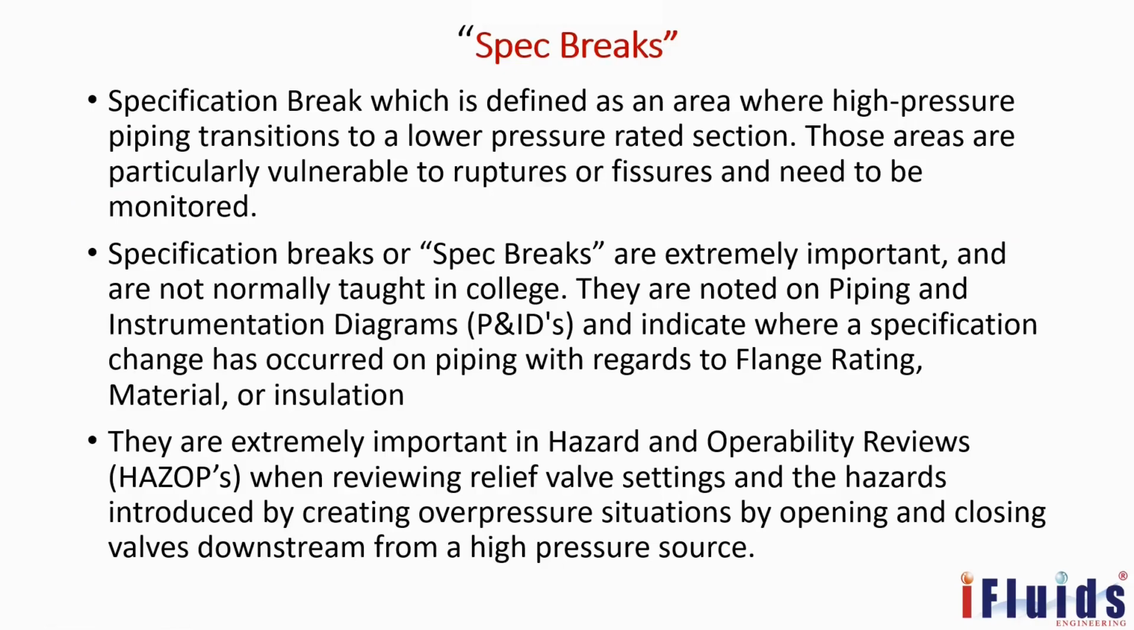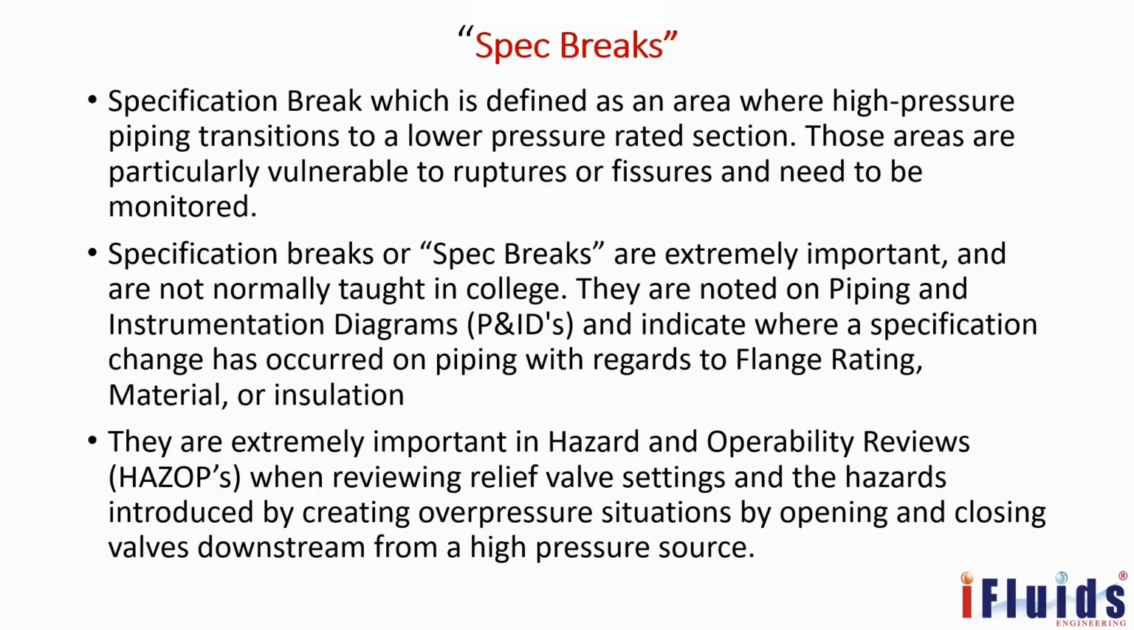Specification break is defined as an area where high pressure piping transitions to a lower pressure rated section. Those are particularly vulnerable to ruptures or fissures and need to be monitored. For example, if you have a high pressure line, after a vessel or after a compressor or after an exchanger, the pressure is reduced and the process condition changed. There is no need to keep the same line sizing in the downstream also. It will cost your project cost. So you can change the line sizing. That is called spec break.